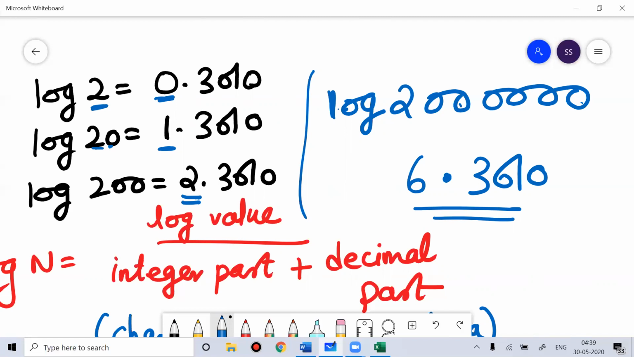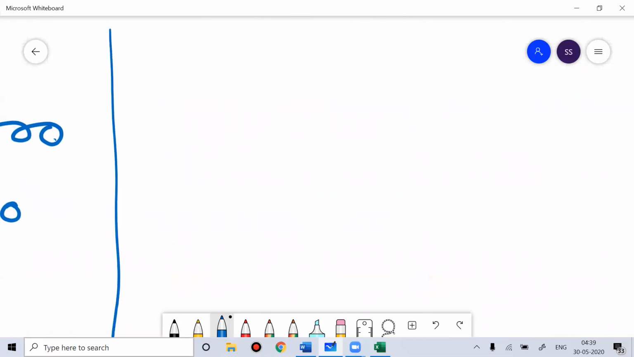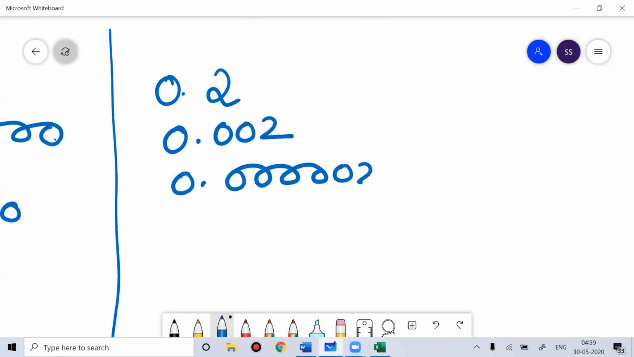This is easy when you are given a number greater than 1. Confusion arises when I give you a number less than 1. So if I give you a number less than 1, then you have to count the number of zeros between the decimal point and the first significant digit of the number. For example, suppose 0.2, or 0.002, or 0.000003, something like that.